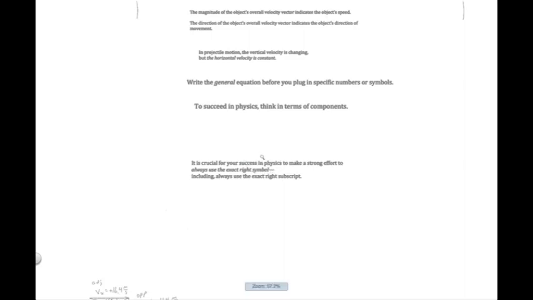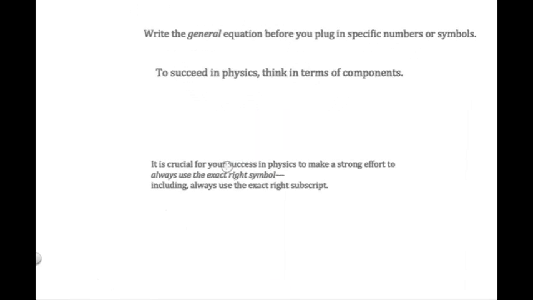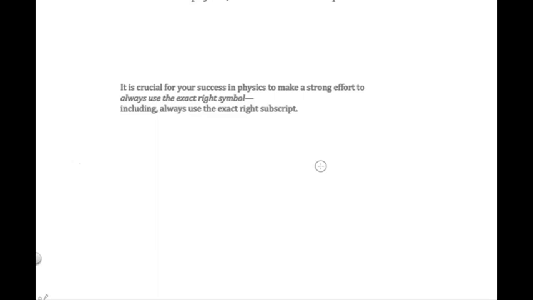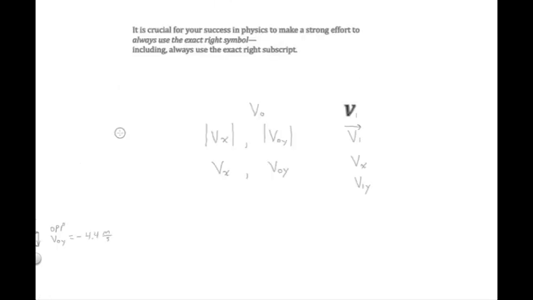Now let me remind you what I've said before. Another crucial skill is always making a strong effort to use the exact right symbol, including the exact right subscript. I said you should be modeling your notation on the notation I use in the videos, and part of that is making a strong effort to always label each idea and number that you're writing down with the exact right symbol. I think that's a very hard job, and here's an illustration of why that's a hard job.